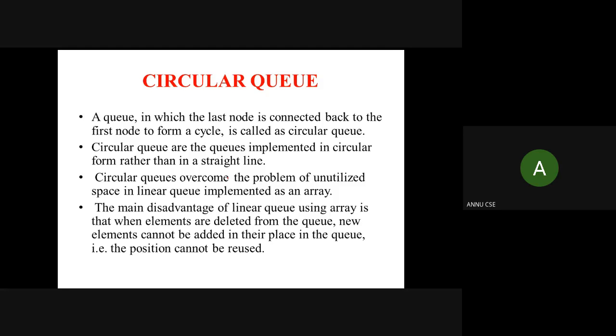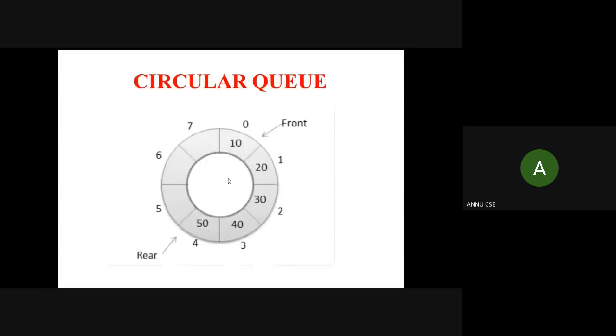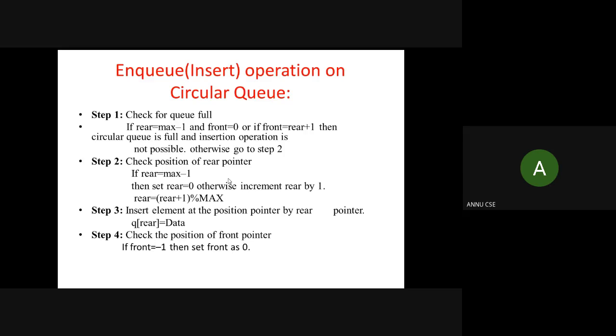Circular queue overcomes the problem of utilizing space in the linear queue using an array. The main disadvantage of a linear queue using an array is that when elements are deleted from the queue, a new element cannot be added in their place, and that position or space cannot be reused. The example we already discussed.